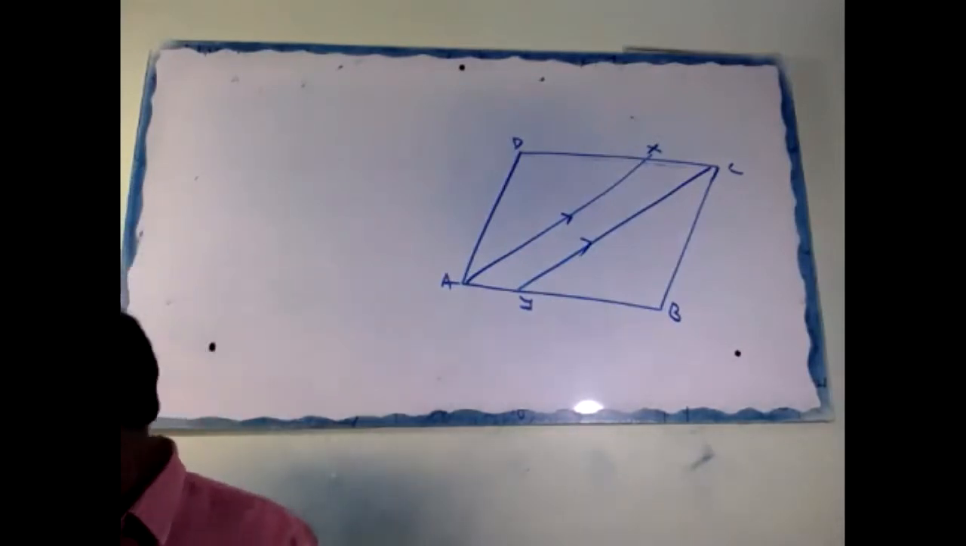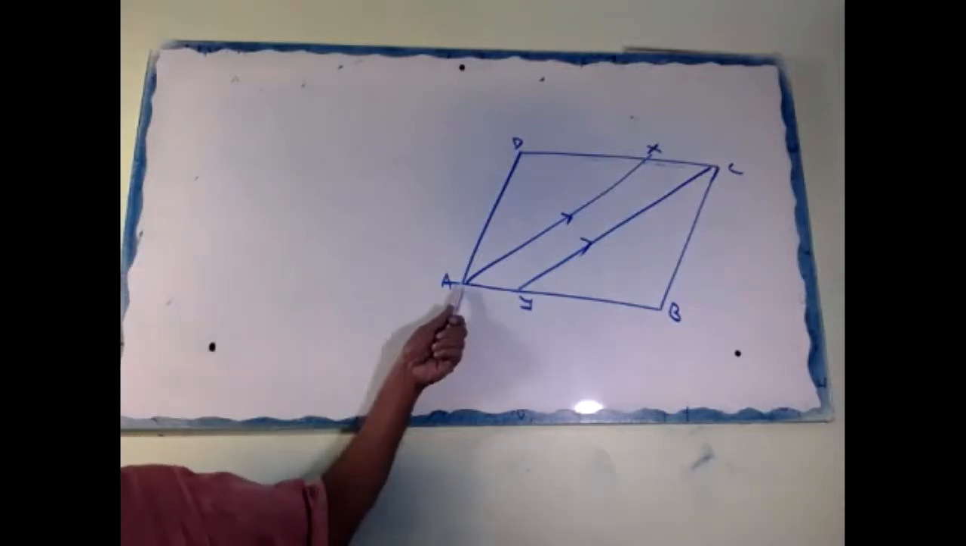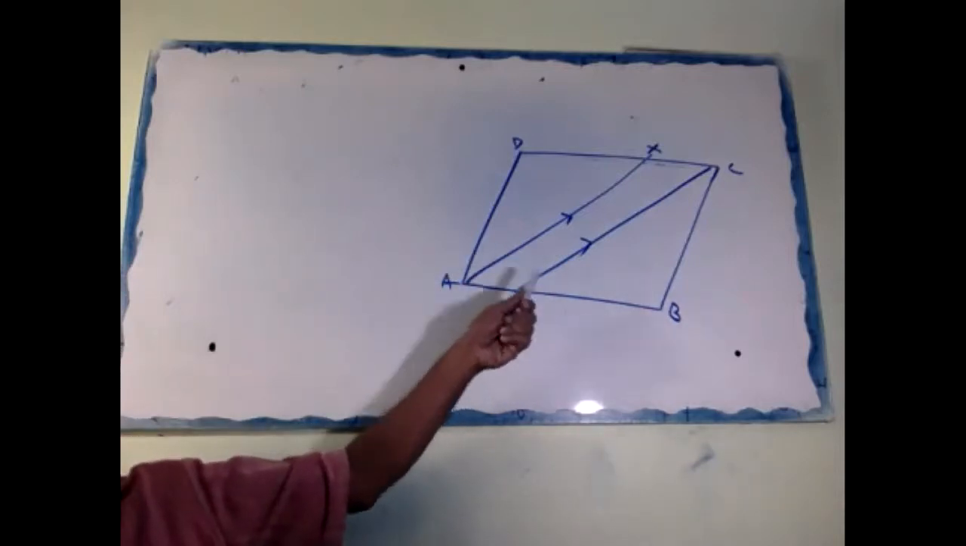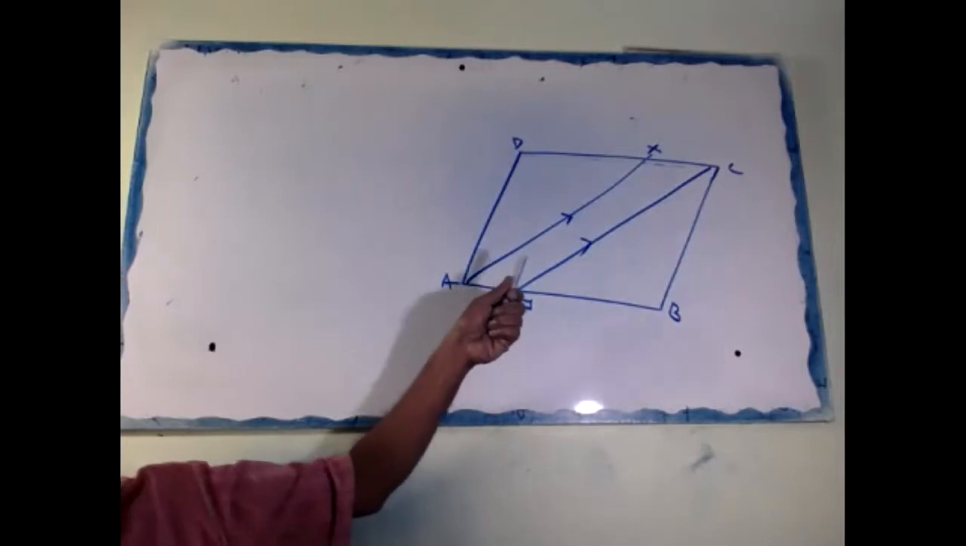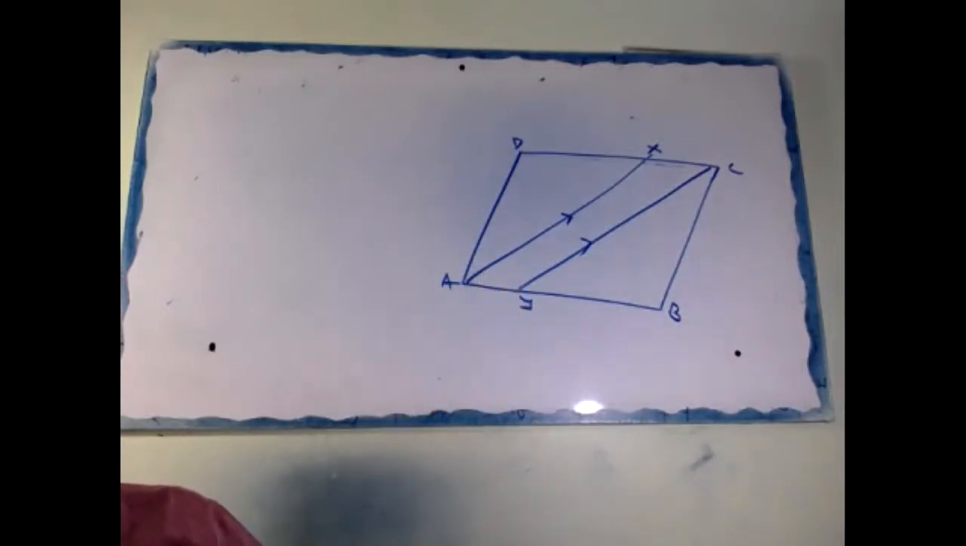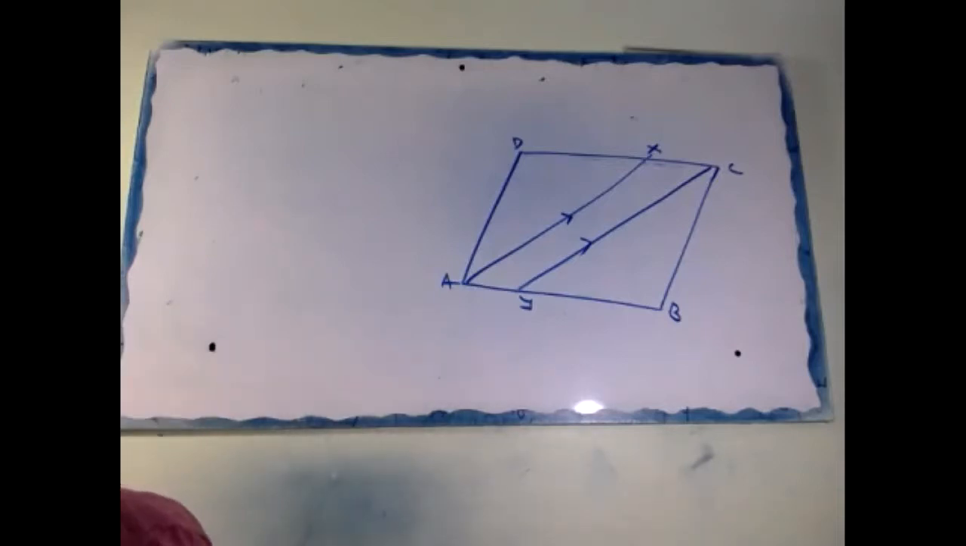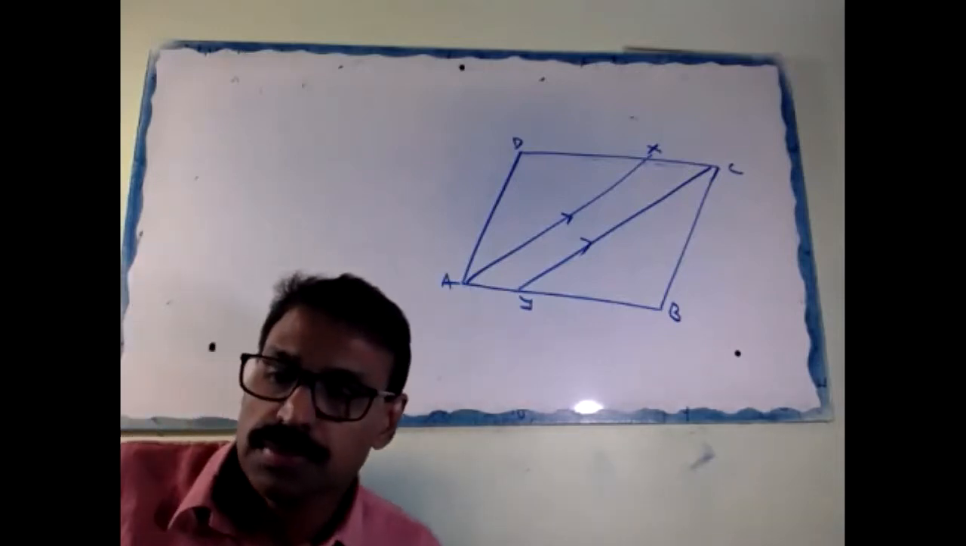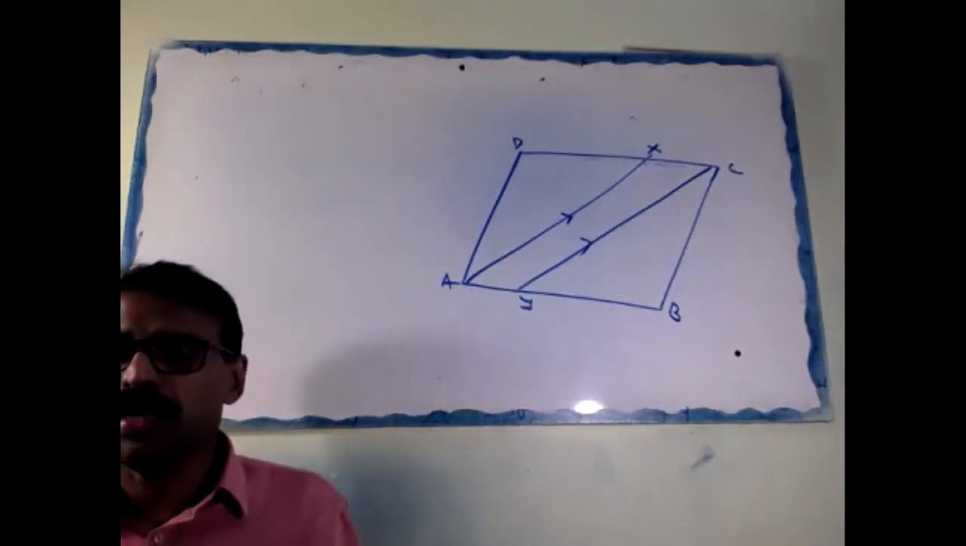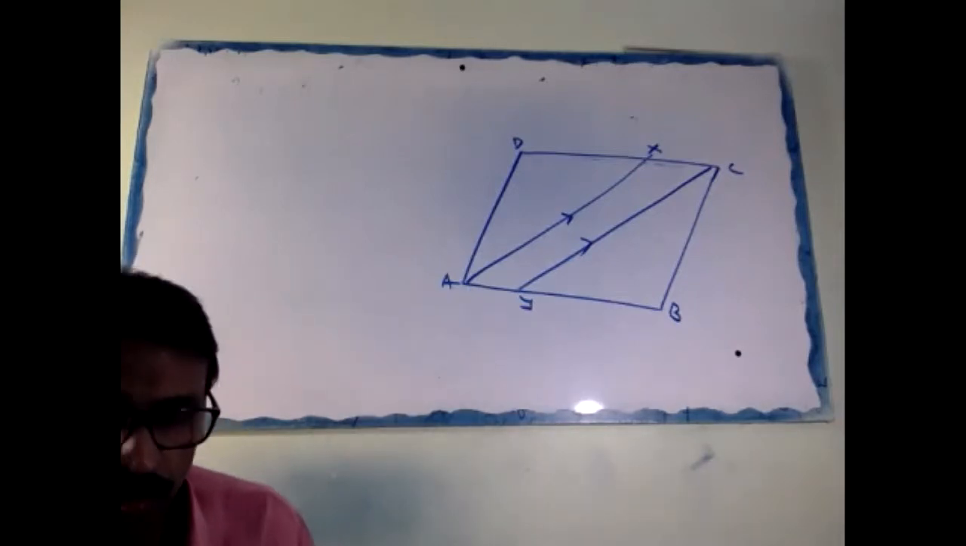Okay, try now. AX and CY bisect the angles A and C. Prove that AX is parallel to CY. Okay, can you try? We have to show that AX is parallel to CY. It is a tricky question, an important question.